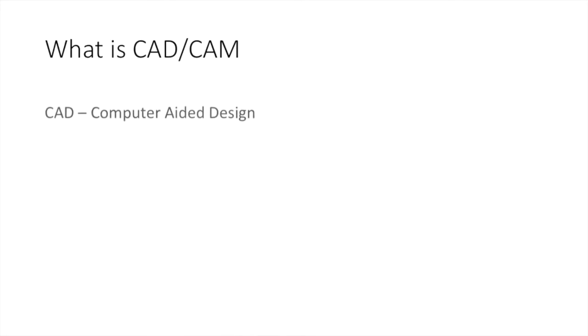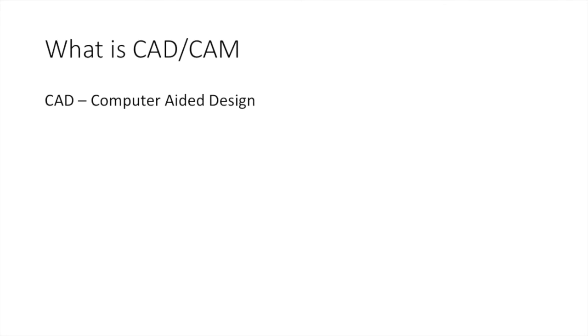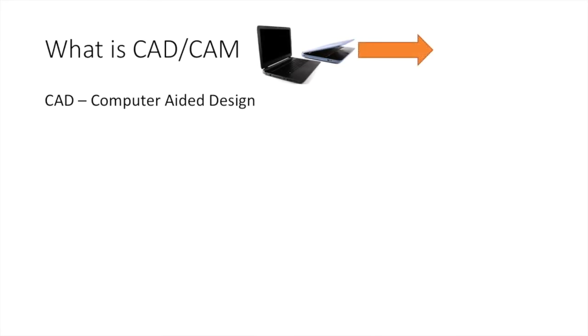So what is CAD CAM? Okay, so CAD is abbreviated from Computer Aided Design. Okay, that's Computer Aided Design. And basically how this works is you take a computer, you use a program or software to generate a three-dimensional model or a two-dimensional model in the virtual space on the computer.